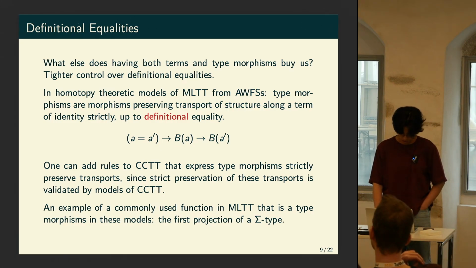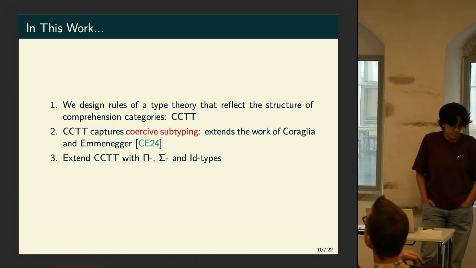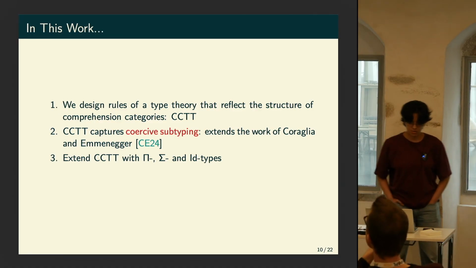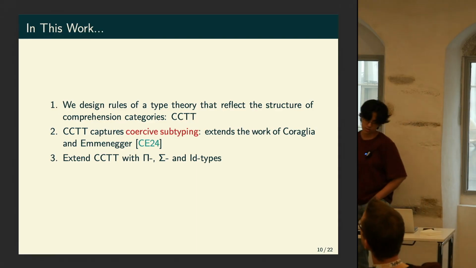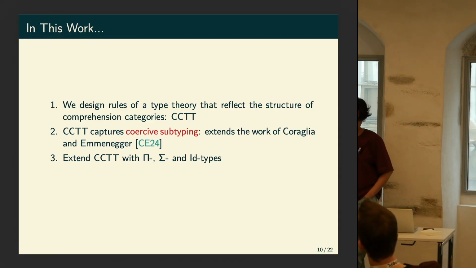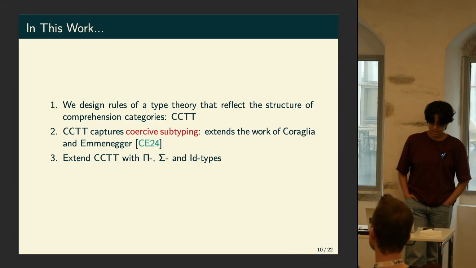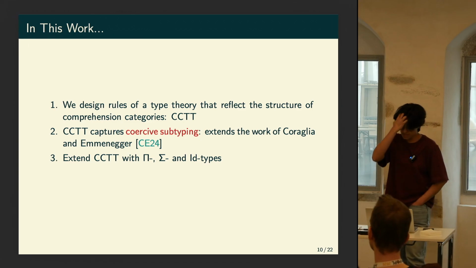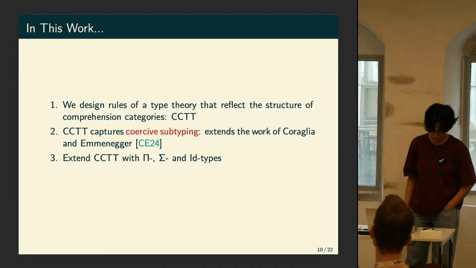Okay. So now I'm done with the motivation stuff. I'll tell you what will happen in the rest of this talk. I will tell you about CCTT, which reflects the structure of comprehension categories, and then I will tell you a bit about how it captures coercive subtyping. Here we are extending the work of Coraglia and Emmenegger. I'll also tell you about that. And then we talk a bit about type formers. So we extend CCTT in the paper with pi, sigma, and identity types. Here I will just show you sigma.